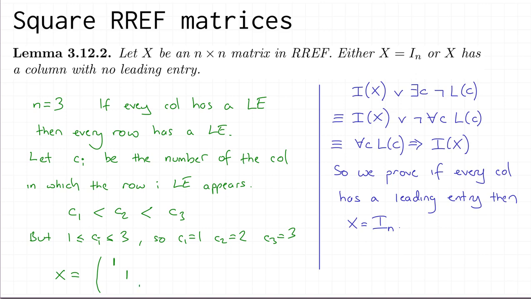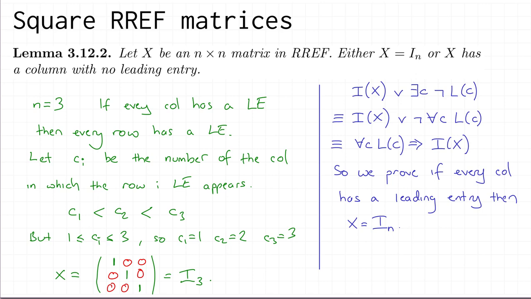So I've got a 1 there and I've got a 1 there. Okay, so what about the other 6 entries in this matrix? Well, because my matrix is in row reduced echelon form, every other entry in the column of a leading entry is 0. So I must have zeros here and here, zeros here and here, and zeros here and here. So what I've got then is the identity.